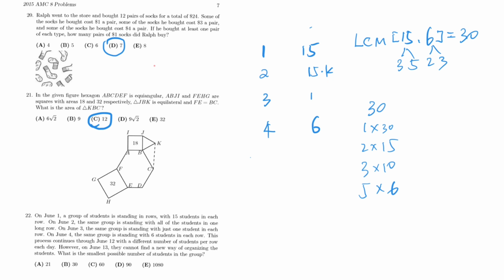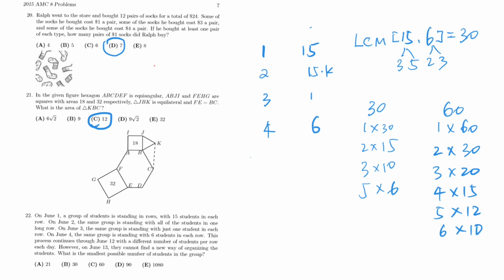The next multiple is 60. So 1 times 60, 2 times 30, 3 times 20, 4 times 15, 5 times 12, 6 times 10. So that's a total of 12 factors. So the smallest possible number of students is 60. That's the answer C.